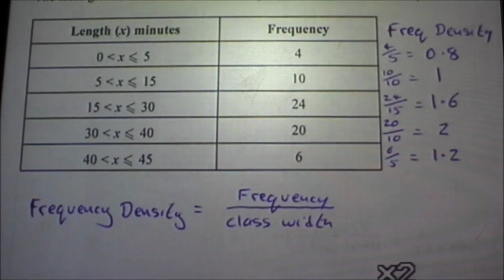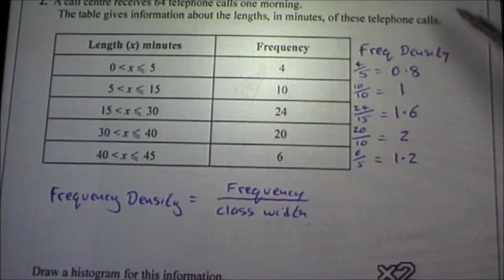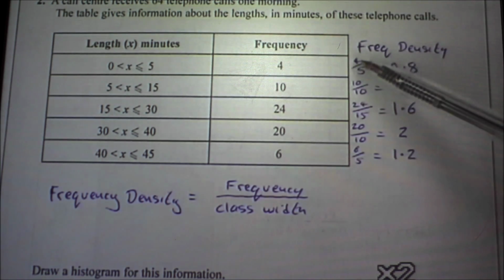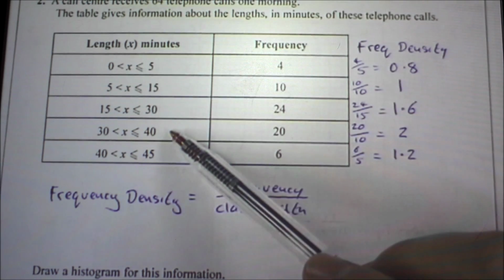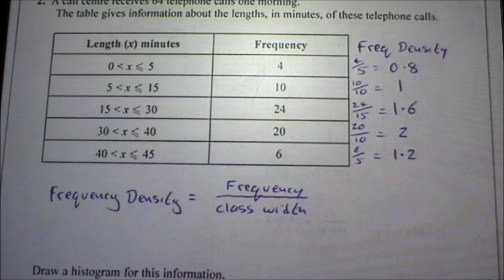So what we're going to do, not even going to look at the bottom yet. Frequency density is frequency over class width. Class width is 5, there it's 10, there it's 15, there it's 10, and there it's 5. So work that out. And once you work that out, you can just plot your histogram.